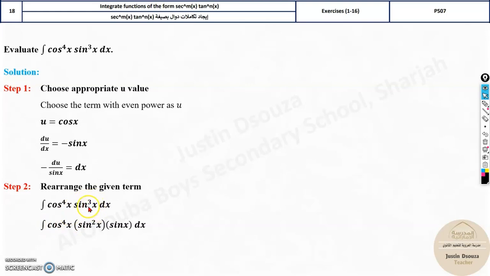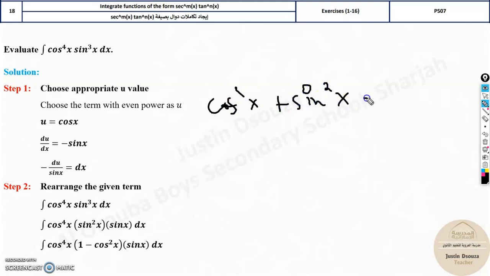Okay, one more thing. Before we do the substitution, we have to rearrange these terms. Why? Because sine was odd, so one of the sines will go. But what about this power 2? If we have sine squared, we can use the Pythagorean identity and get everything in terms of cos. That's what we do now. See over here, cos to the power 4. Sine squared is 1 minus cos squared x, because we know from the Pythagorean identity that cos squared x plus sine squared x equals 1.